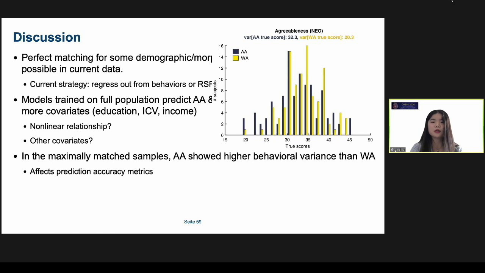We also observed that African Americans tended to have higher behavioral variance in our current samples. As shown in this histogram, African Americans' behavioral scores spread more to the tails, and the group difference in behavioral variance can affect the prediction accuracy metrics.